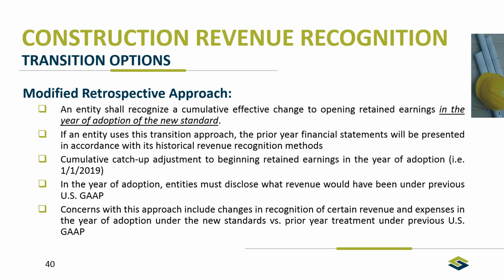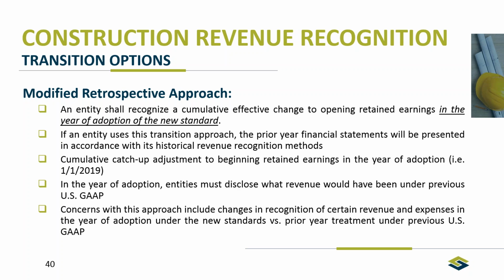And in the year of adoption, companies must disclose what revenue would have been under previous U.S. GAAP. So in essence, what that means is in 2019, in addition to presenting everything using the new standards, there is also going to be a disclosure which is going to require companies to basically tell the reader what revenue would have been under the old standards. So in essence, we're going to have to calculate things twice. And one of the concerns with this approach is there are going to be changes in the recognition of revenue and expenses in the year of adoption versus how it was treated in prior periods.